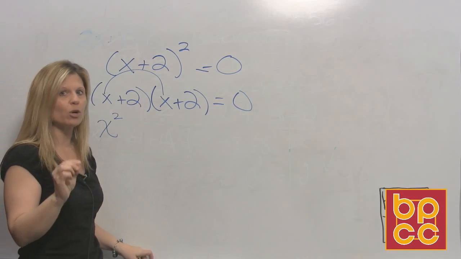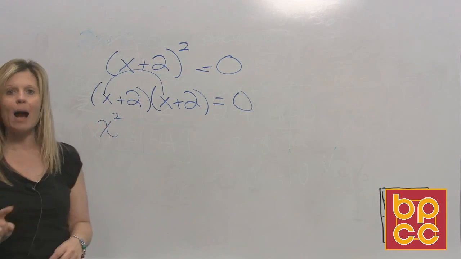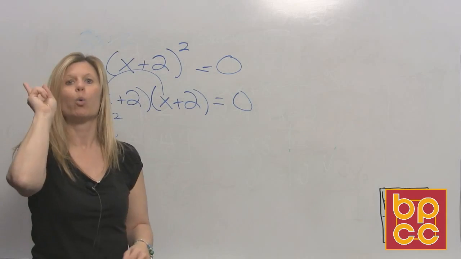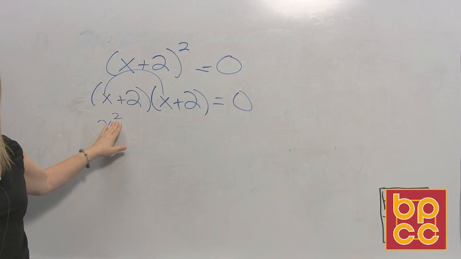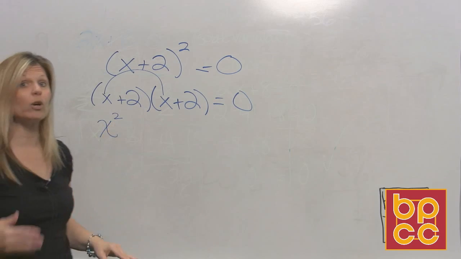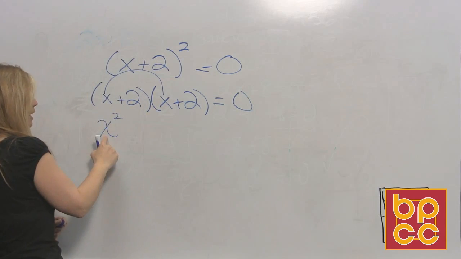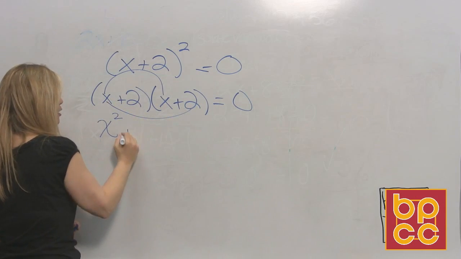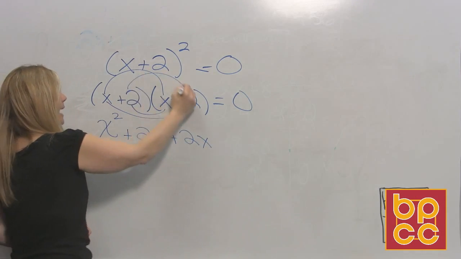You have to know we're dealing with a new equation. This square matters because now we're not going to have one solution, we're going to have two. Remember we talked about the degree of the polynomial? The degree was your highest exponent. So if we FOILed all this out, there's your first, your outers would be 2x, your inners would be 2x, your last would be 4.